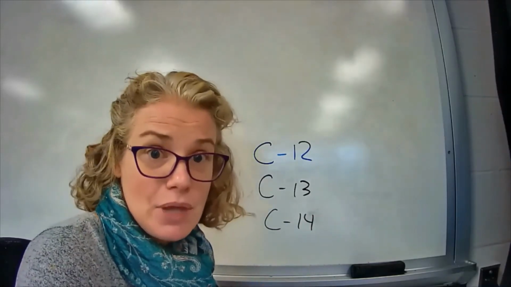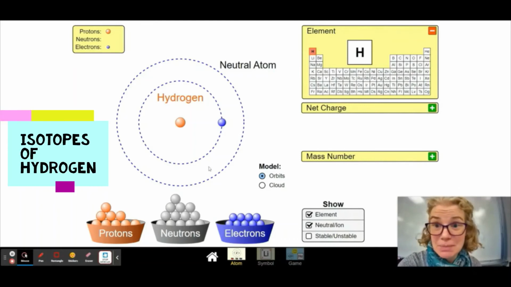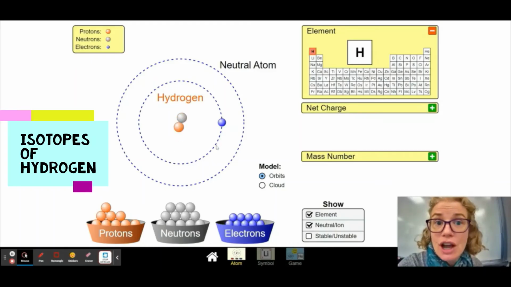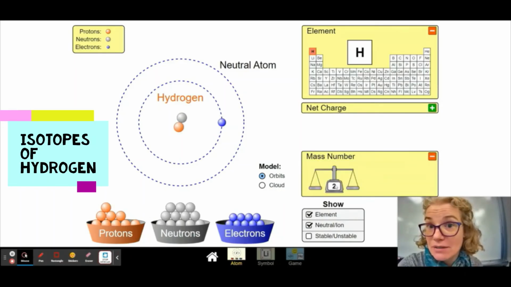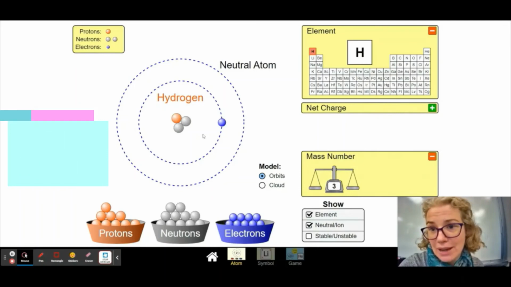Let me show you some examples with hydrogen. Here is our most typical version of hydrogen. It's an isotope of hydrogen with just 1 proton and 1 electron. Because the box on the periodic table tells us that the average atomic mass is 1.01, that means that most of the time you're not going to have a neutron. But there are versions of hydrogen that have a mass of 2, or you could even have hydrogen with a mass of 3.